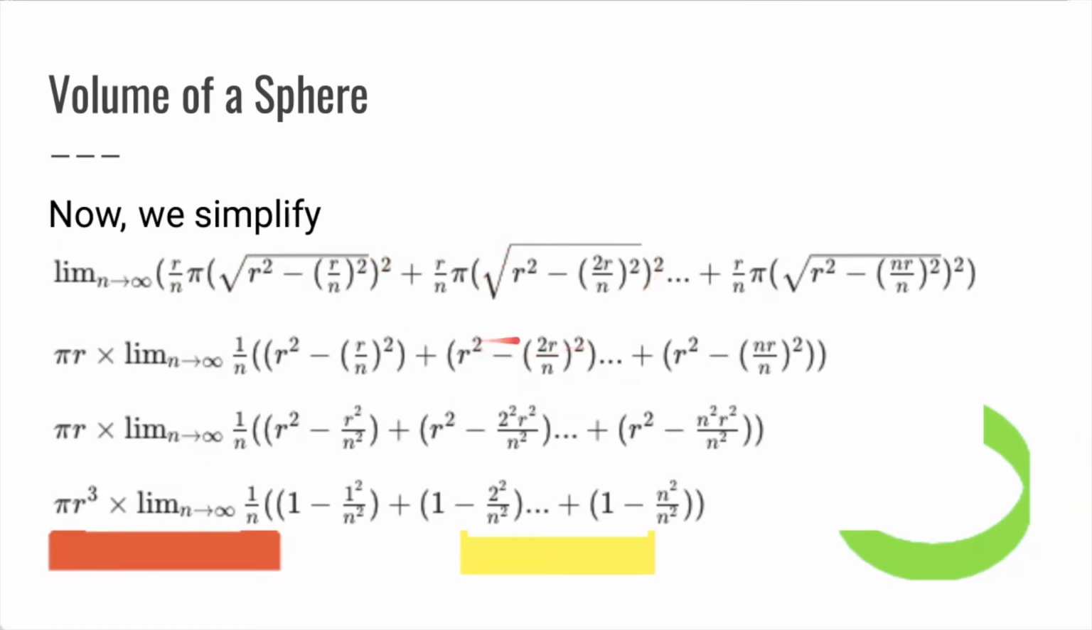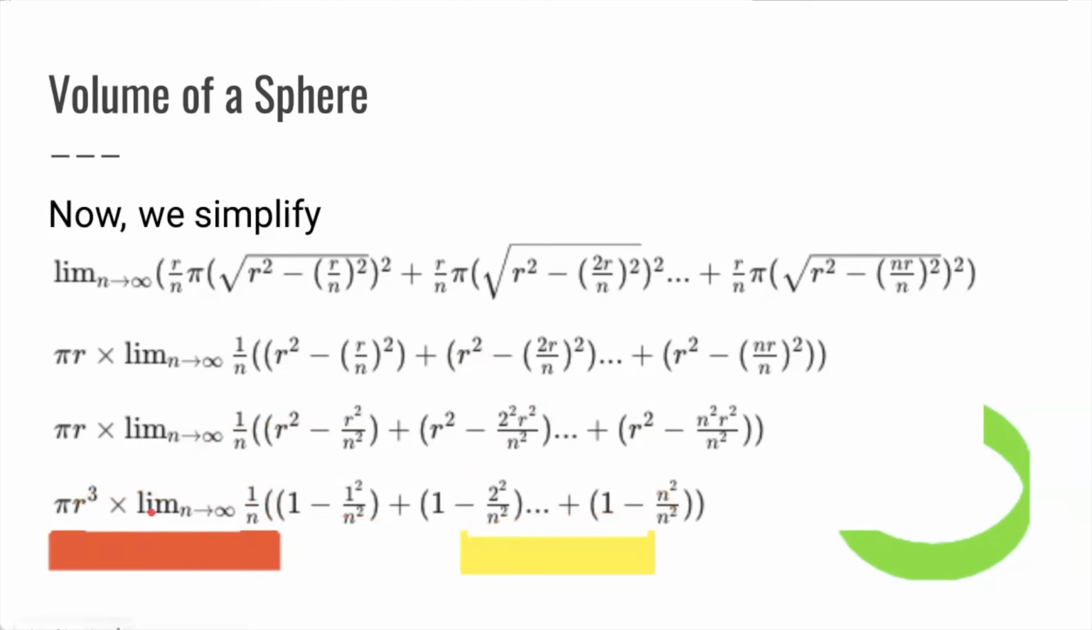All right, and now we distribute. So (r over n) squared becomes r squared over n squared. (2r over n) squared becomes 2 squared r squared over n squared, and so on. And now we can factor out another r squared. So our series becomes this right over here.